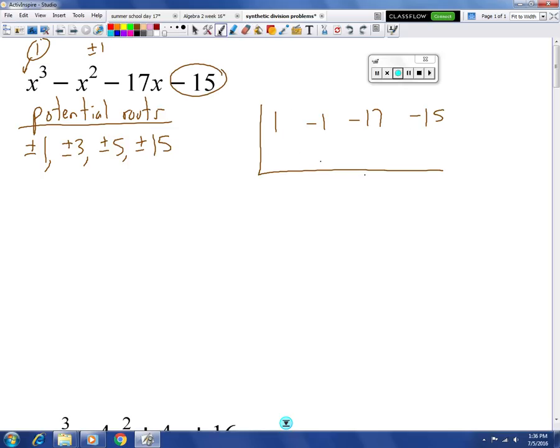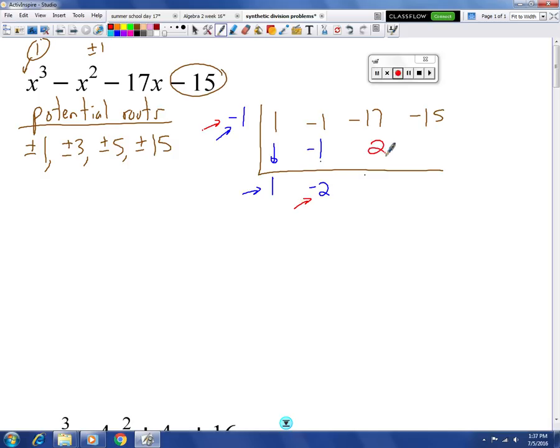I'm going to try my next potential root, negative 1. And this will go faster as you get more practice. Alright, okay, I'm going to drop my first number down. I'm going to multiply the negative 1 times this positive 1, I get a negative 1. I combine here, this time I get a negative 2. Okay, multiply that negative 1 on the outside times that negative 2, I get a positive 2.